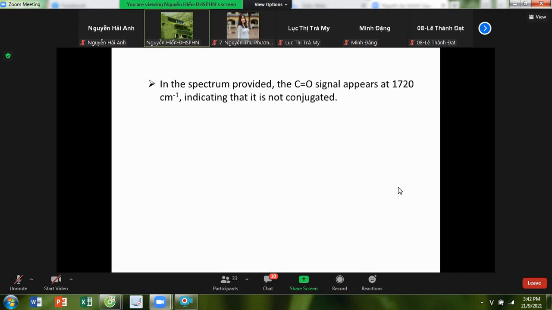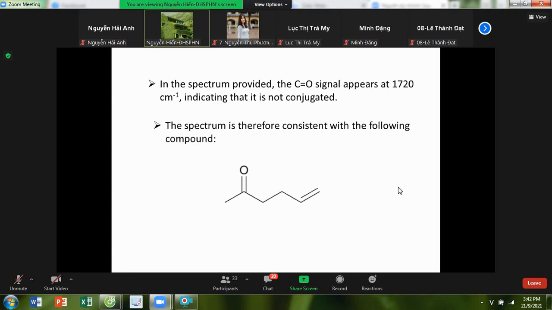So in the spectrum provided, the carbonyl appears at 1,720 centimeters to the -1. So this spectrum corresponds to a non-conjugated ketone. So this one is the structure that we are looking for.